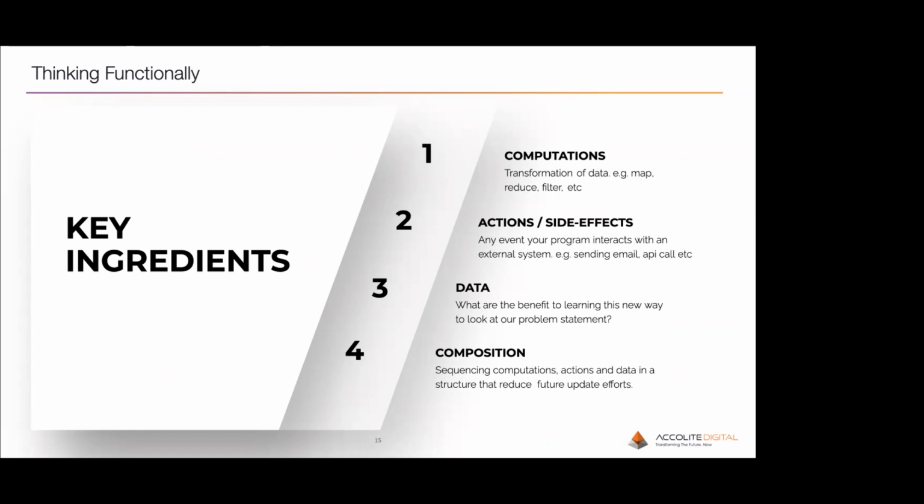So the key ingredients in functional programming are your computations. And what are computations? Computations are functions which do some sort of computation and return you back the value. Any function that only depends on the arguments you pass to it, and you get back the value and it does not do anything else, that is a computation. So let's now move on to the second key idea of functional programming, which is your actions.